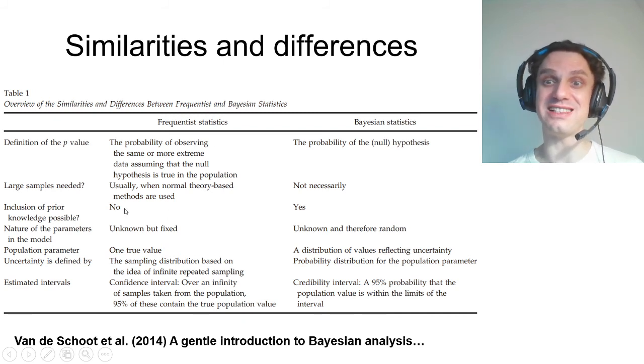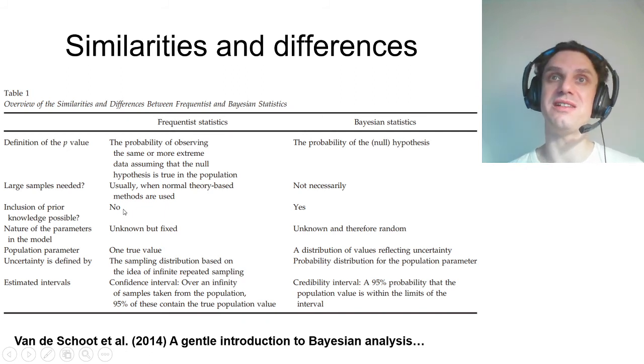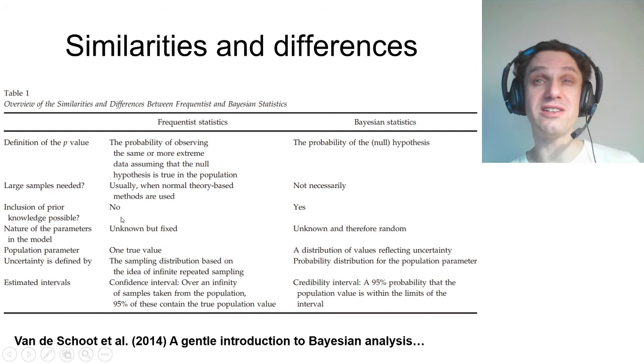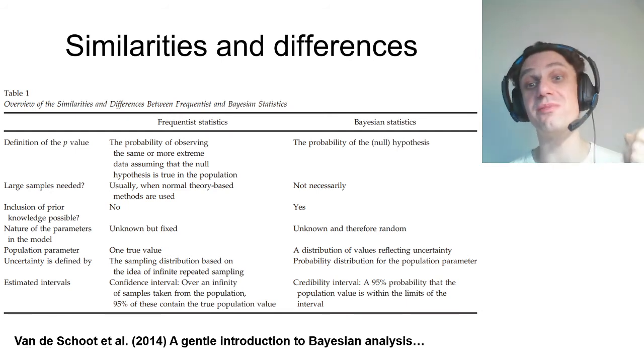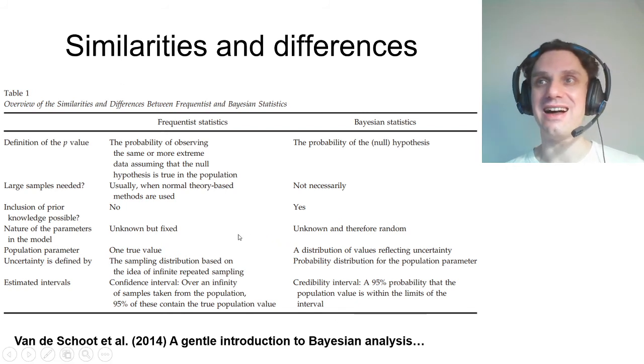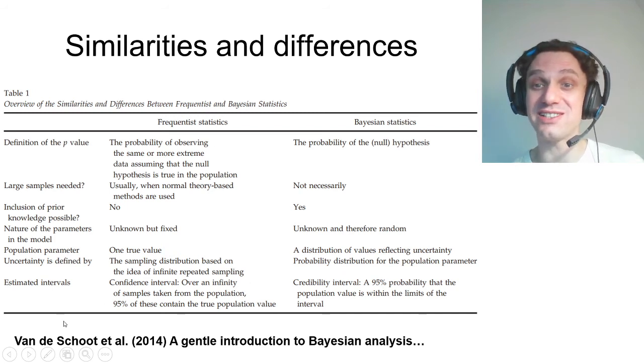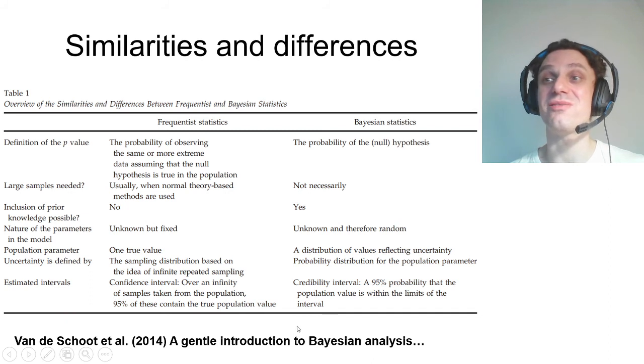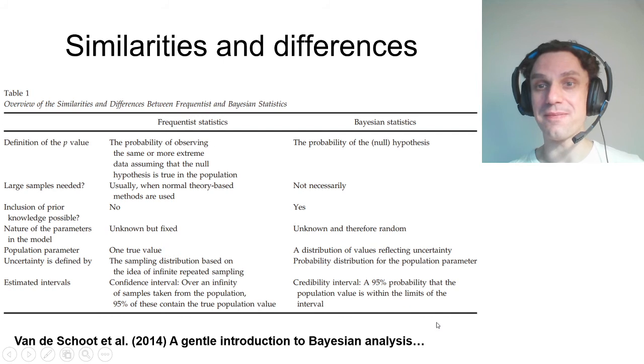Of course, in frequentist statistics, you can do meta-analysis, you can combine the results of independent studies, but you cannot really incorporate a hypothesis about a certain prior distribution. That is too complicated. And so on. There are also other important differences. And you can read the paper by Rens van de Schoot and colleagues, A Gentle Introduction to Bayesian Analysis, where they describe all these differences in detail.